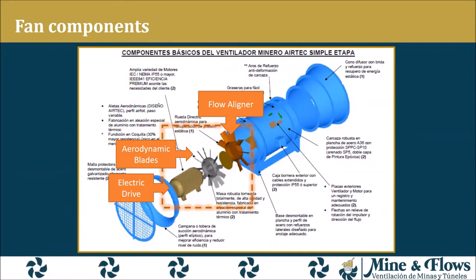The most common fan is the axial because it has an operational advantage by containing all its components inside the casing, allowing its safe transport and operation. The principal components of fans are the electric drive, the rotor with aerodynamic blades, and the flow aligner. These sets convert the electrical energy into aerodynamic energy, from kilowatts to cubic meters per second and pascals, with higher efficiency.